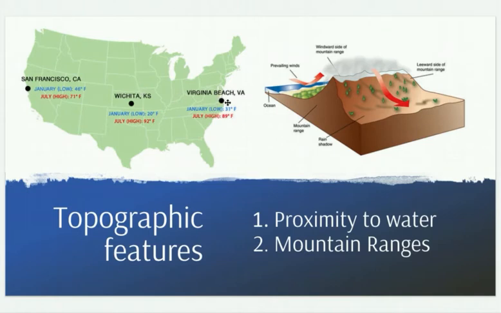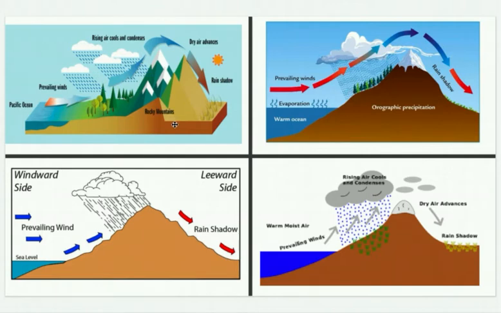And Virginia Beach is in between because, yes, it is close to water, but prevailing winds are blowing from west to east at this latitude. So you're getting some of that insulating factor from being close to water, but it's not as pronounced as it is in San Francisco. And then mountain ranges can introduce this rain shadow effect, where you have moisture-heavy wind coming in from over oceans, blowing inland.